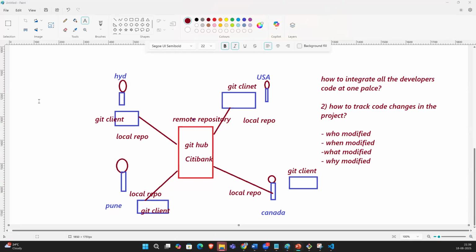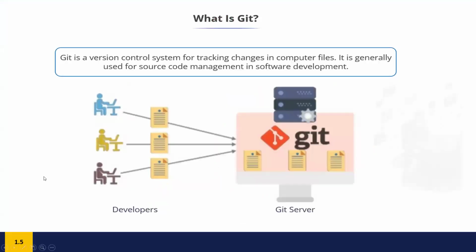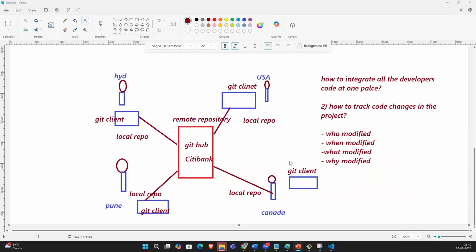Through the Git client, they can push it to the GitHub remote repository. So what is Git? Git is a version control system for tracking changes in computer files. It's generally used for source code management in software development. Whatever the developer develops will be pushed to the Git server or remote repository.